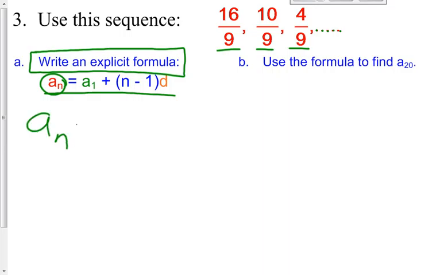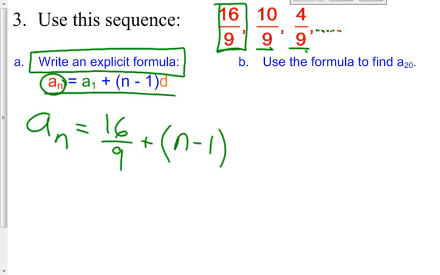That equals a sub 1, the value of my first term. We have a winner. It's 16/9. 16/9 is the value of my first term. Plus n minus 1. n is the amount of terms that there are. Again, how many terms are there? I don't know how many terms there are. It doesn't say that it comes to an end. So we're going to leave it as n minus 1, times that common difference. Now the common difference can sometimes be a little bit difficult to find.